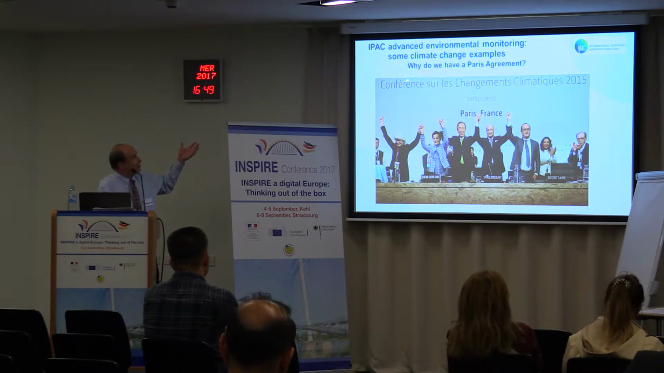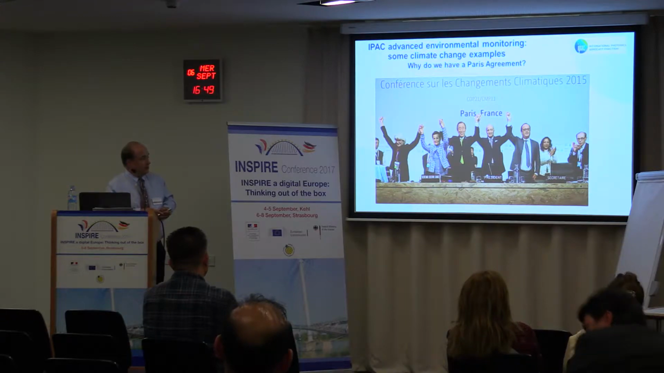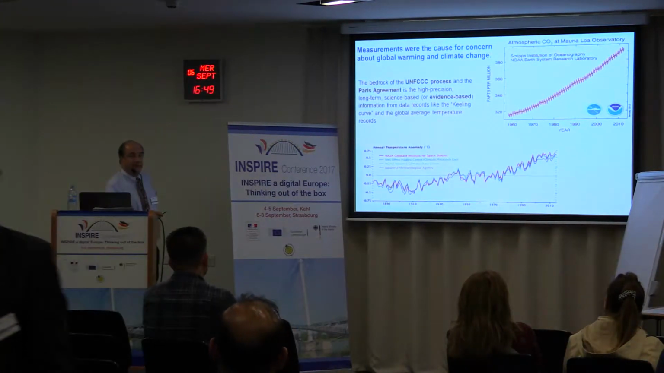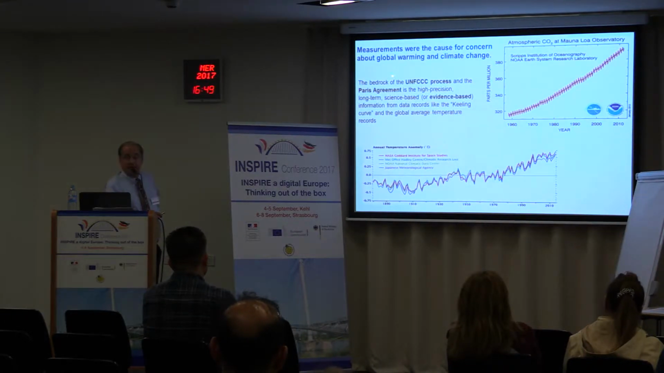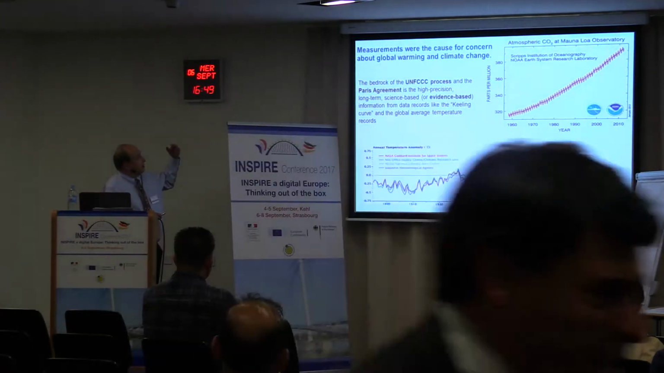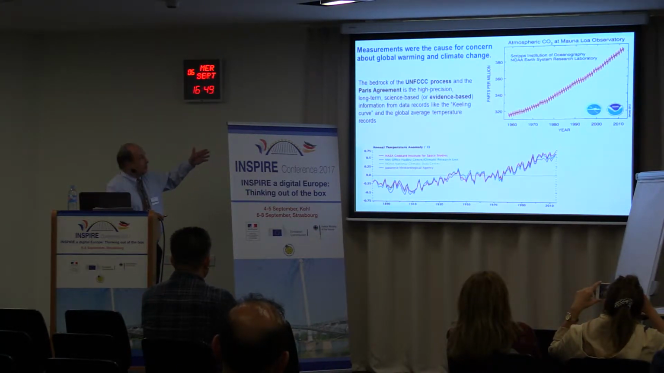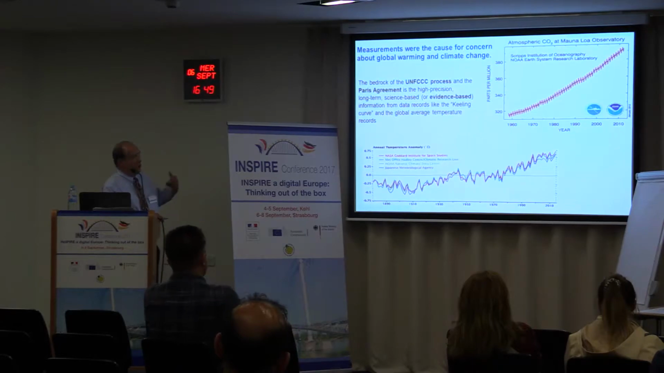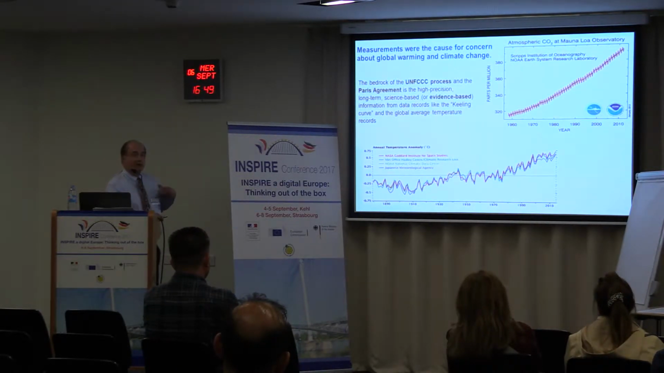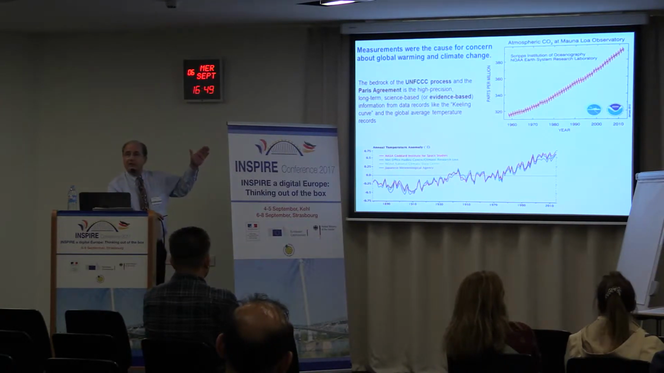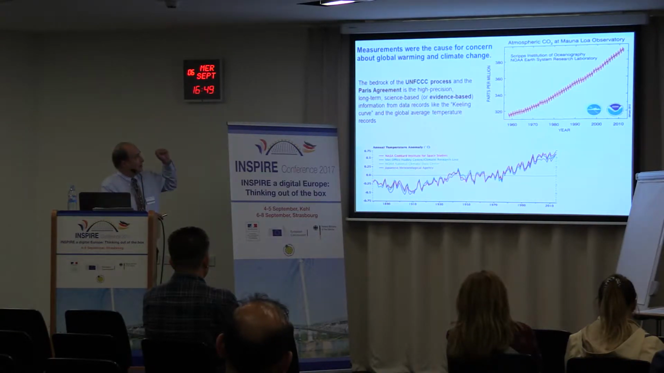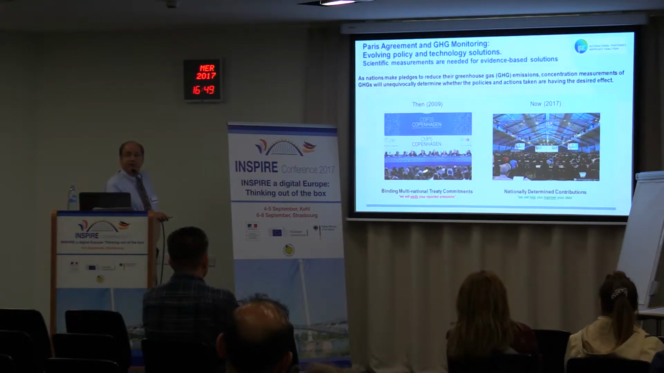And so I asked this question, why do we have a Paris Agreement? Well, the answer to that has to do with the fact that these very careful measurements were the cause for concern. So you have the famous Keeling curve of the geometrically rising concentration of CO2 in the atmosphere, and the many different temperature records which show the global temperatures rising. And then there's evidence of the impacts from this warming already that we all are familiar with. And so it was evidence-based information that got the world together to put the UNFCCC process that led to the Paris Agreement. But that was not a foregone conclusion.